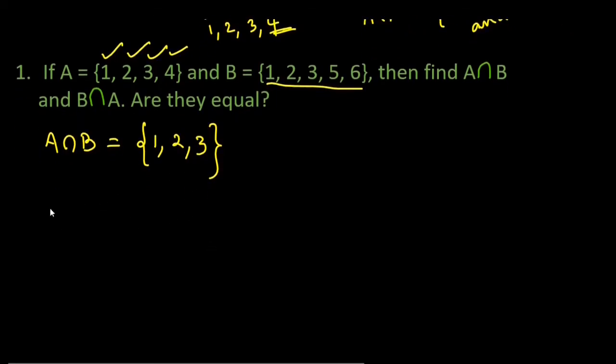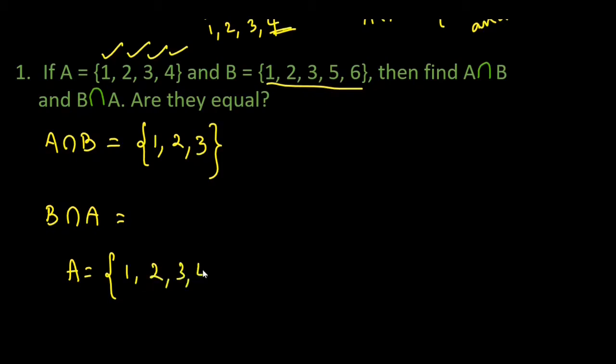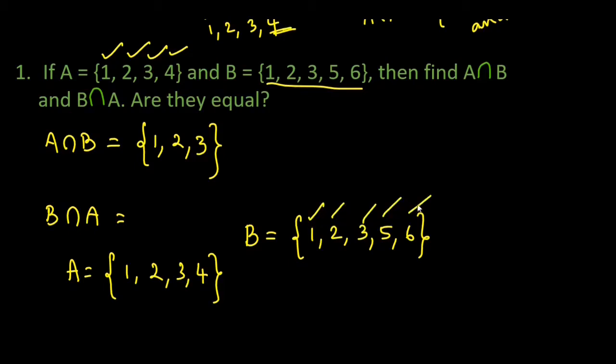Now let us do that for B intersection A. So we want to find B intersection A. A is equal to {1, 2, 3, 4}. Let us first take B here. B is equal to {1, 2, 3, 5, 6}. We want to write B intersection A. So what are the elements in B? 1, 2, 3, 5, 6.